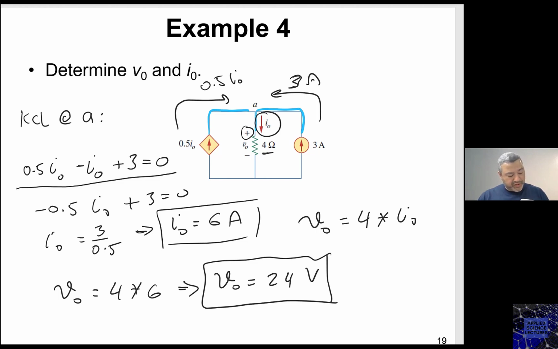If you don't have any question, we can move on to the next. Any question about how we solved this example?